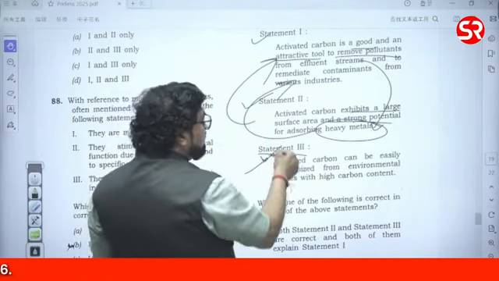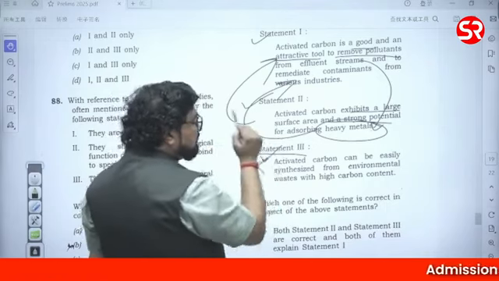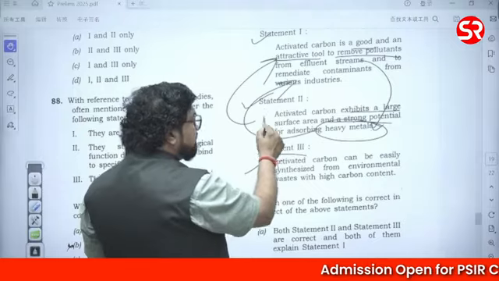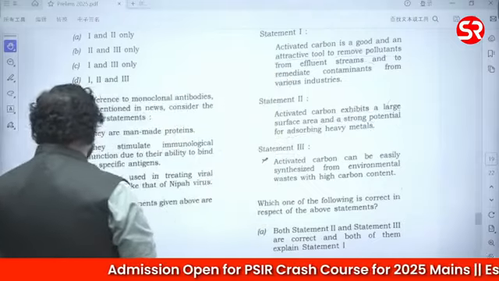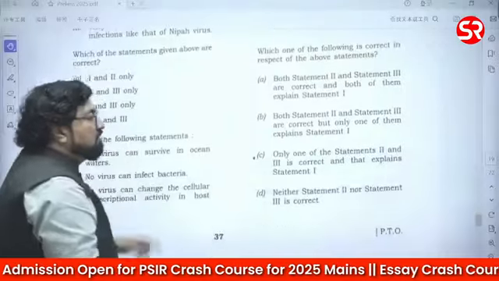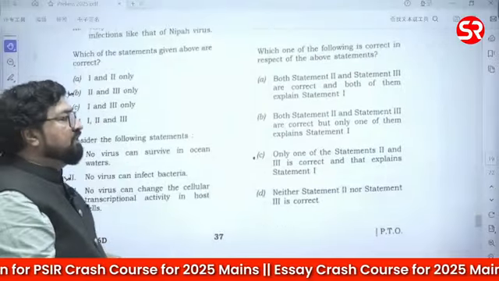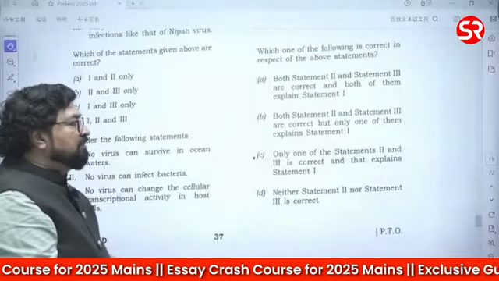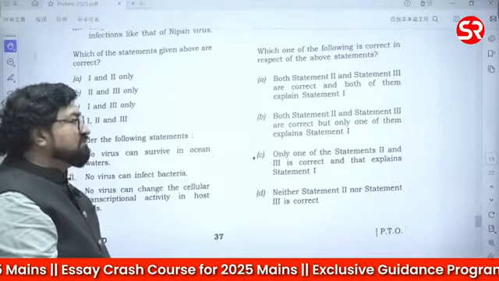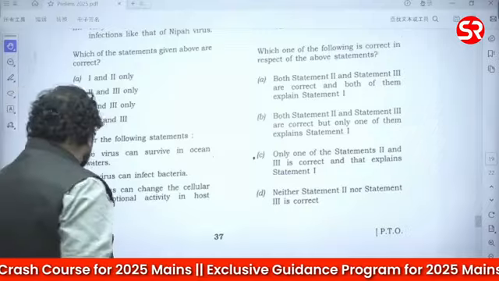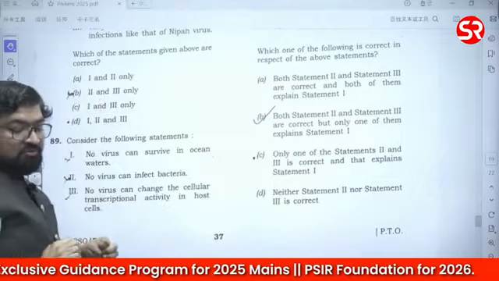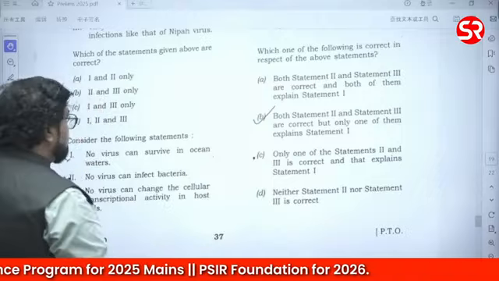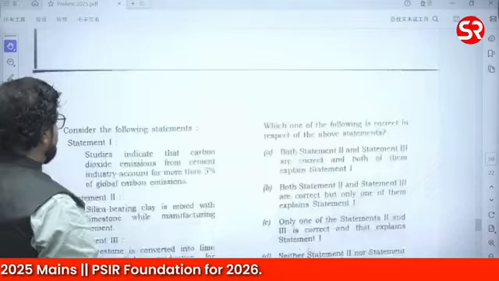So all three statements are correct. Statements 2 and 3 are correct, but only one statement, statement 2, supports or explains 1. So here the answer will be B. Both statements 2 and 3 are correct, but only one of them, that is statement number 2, explains statement 1. So the answer will be B here, right? So now let's go to the next part of the question. So this is the answer here.